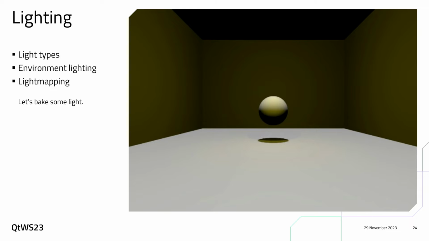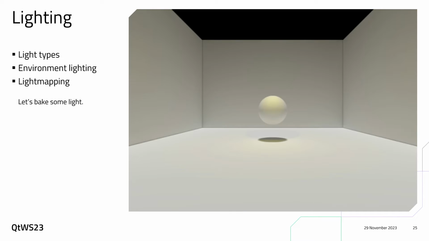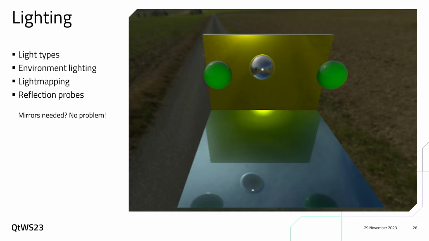So here is an example of standard lights, and here is a light mapped effect. This effect is from the documentation. Also, reflections are not so simple, and in Qt we can do reflections by reflection probes. We can place the reflection probes around the scene, then bake these reflections to cube maps, and then our objects may use these cube maps to show reflections.